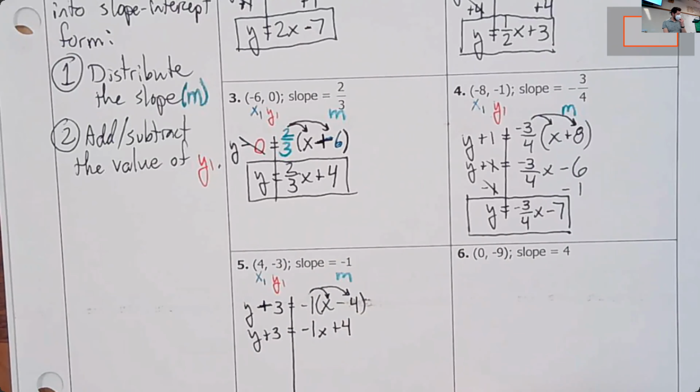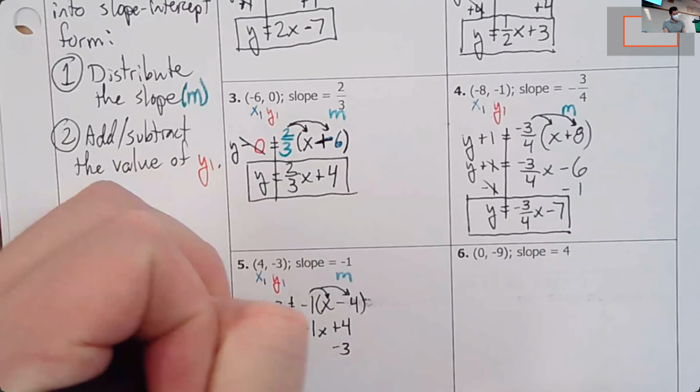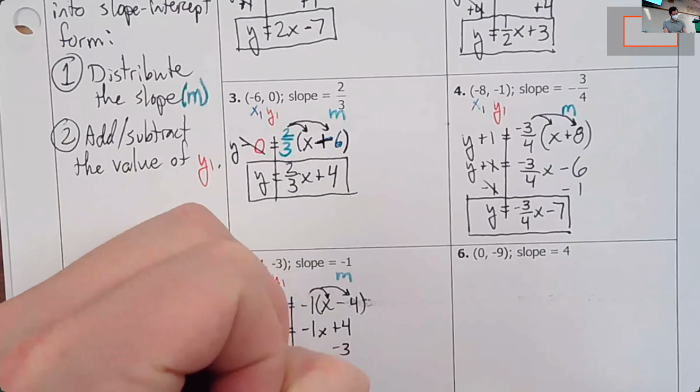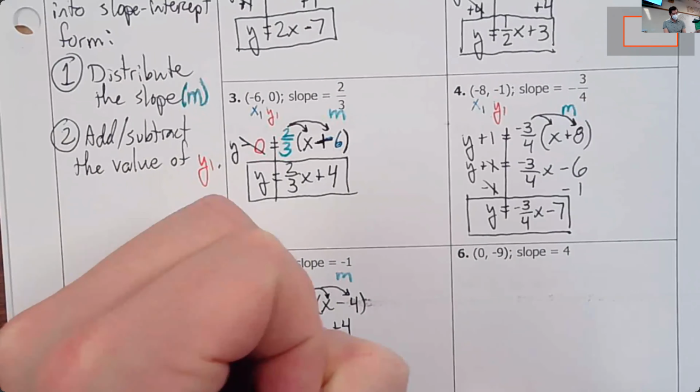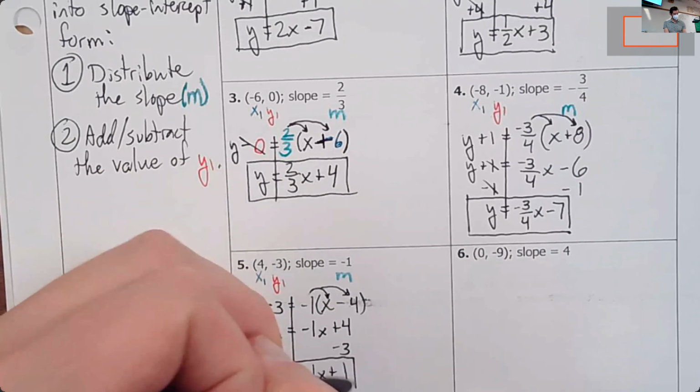And then the very last thing we're going to do is get rid of this 3, which means we just subtract it from both sides. So -3 here and -3 here. And so that'll be y equals -1x, 4 minus 3 is 1. So -1x plus 1. And that's our slope-intercept form right there.